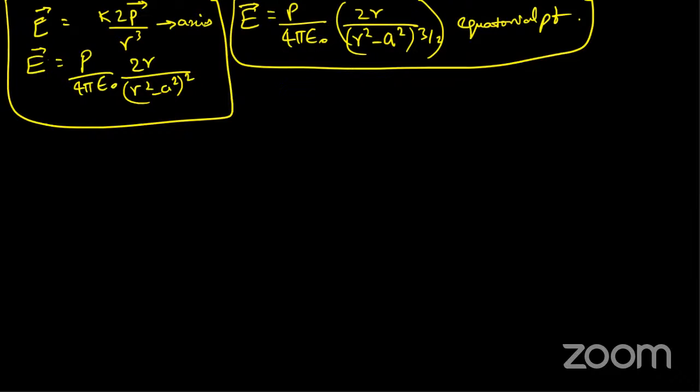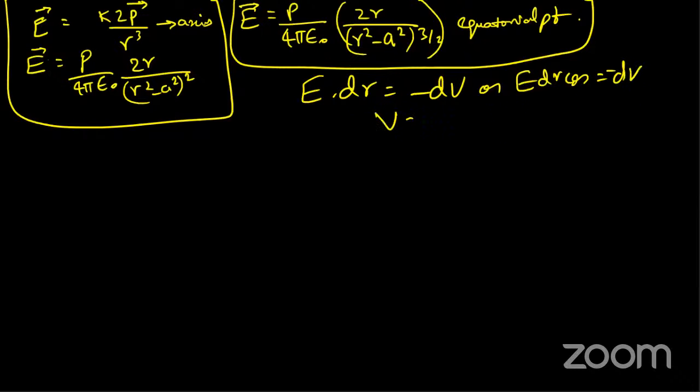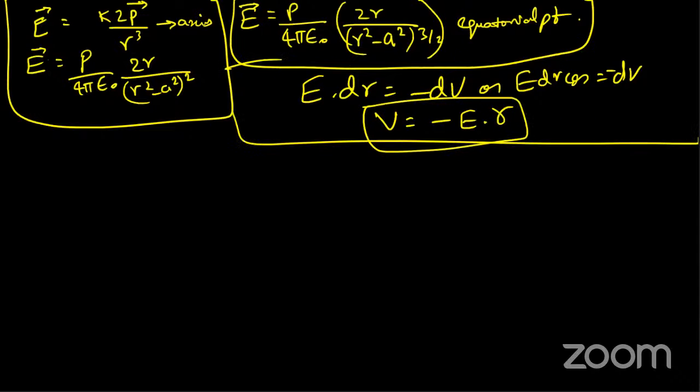Then we try to find the potential with this. We derived an expression E dot dr is equal to minus dV, or E dr cos theta is equal to minus dV, or V is equal to minus E dot r. So these were the three expressions which we derived, the relation between electric field and potential. Then also we try to calculate what? The flux. After these we try to come to Gauss law.